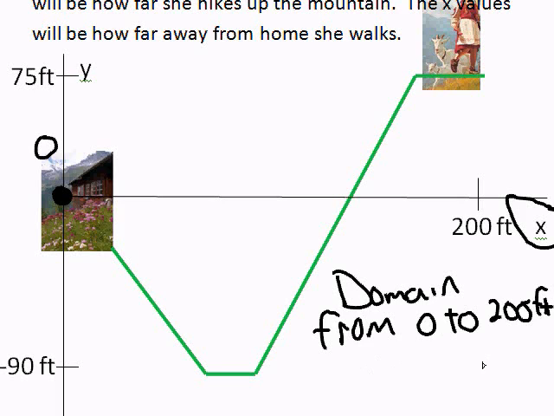Now the way we're going to actually do that in this class for graphs is we're going to abbreviate from 0 to 200 feet using inequalities. Now if you remember, inequalities are your greater than and less than symbols. So let's talk about her walk. All of her x values of her walk were from 0 to 200, and she started off at 0 feet.